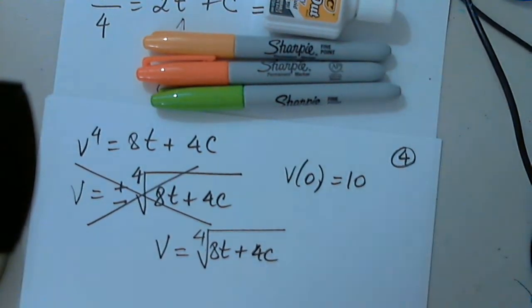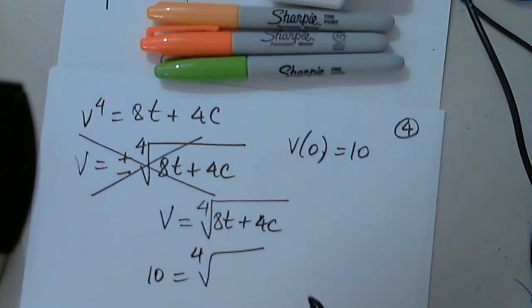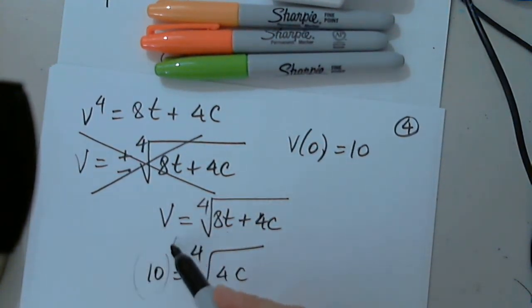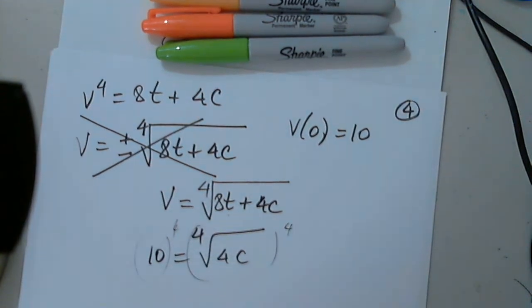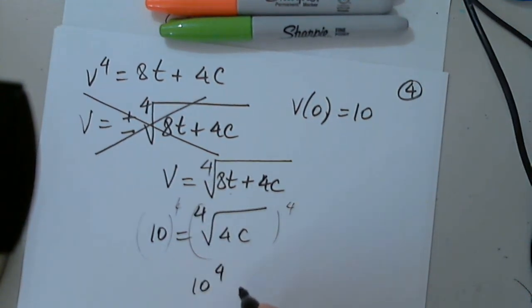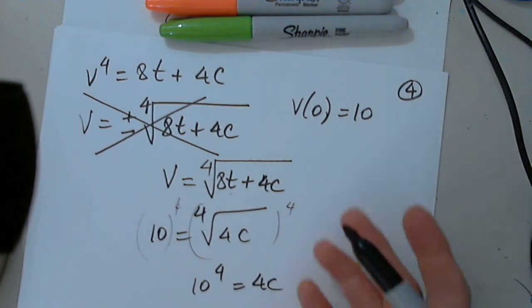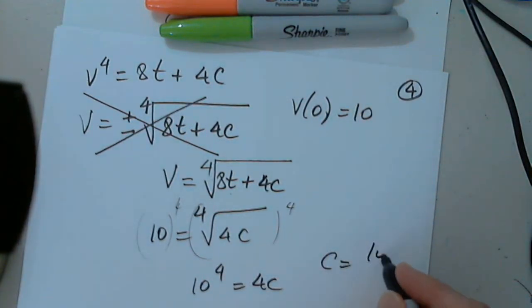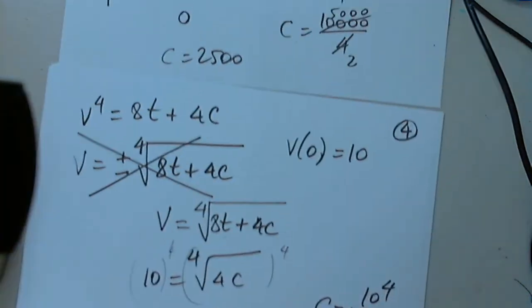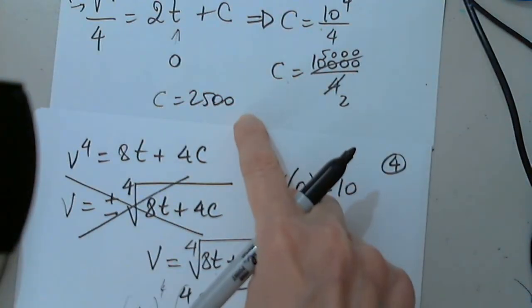So now I'm finding c. When t is 0, this is 10. So 10 equals the fourth root of 4c. I have no choice but raise everything to the fourth power. And I have 10 to the fourth equals 4c. And I go back to the same thing. c equals 10 to the fourth over 4, which I already determined as being 2,500.